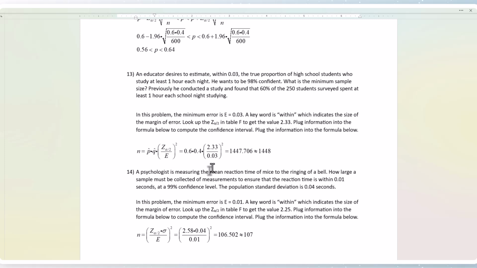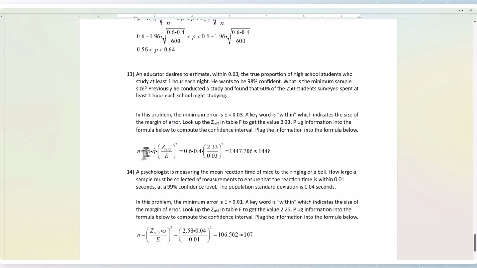Number 13 says an educator desires to estimate within 0.03 the true proportion of high school students who study at least 1 hour each night. He wants to be 98% confident. What is the minimum sample size? Previously, he conducted a study and found that 60% of 250 students spent 1 hour a night studying.